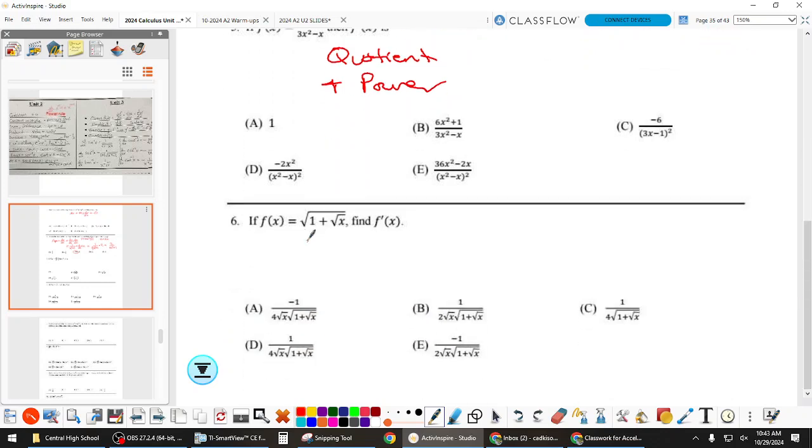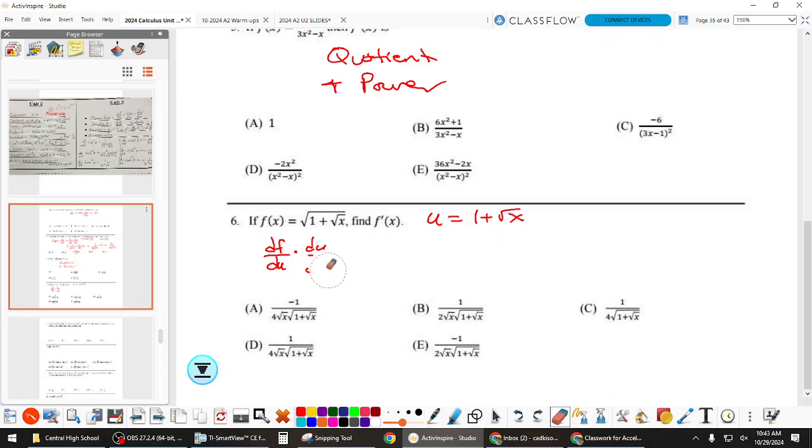Okay, how about that one? And how have we handled the derivative of a square root? It's really power, right? So again, this would be like df du times du dx, where u is 1 plus root x. What about that? Is that also something?